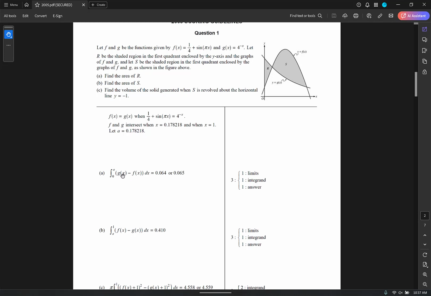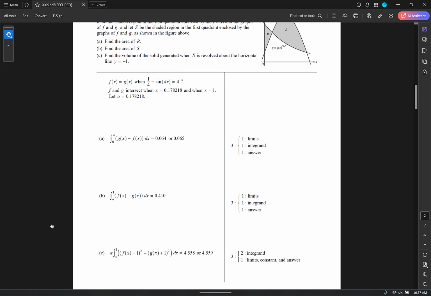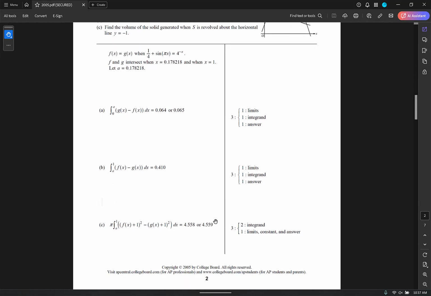Did we get, and look, they didn't even bother putting the expression, they just wrote g of x minus f of x. 0.064 or 0.065. We got 3 points. Letter B, from little a to 1 of f of x minus g of x, they got 0.410. That's the only answer that's acceptable. If you put 0.41, you lost the answer point because it needs to have that 0 there. Cool or not cool? All right.